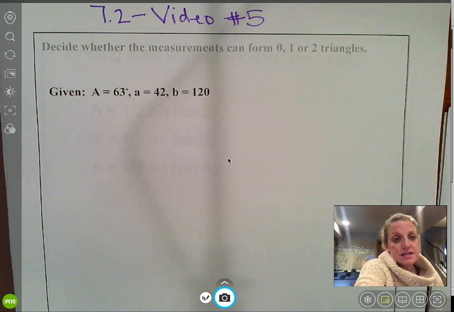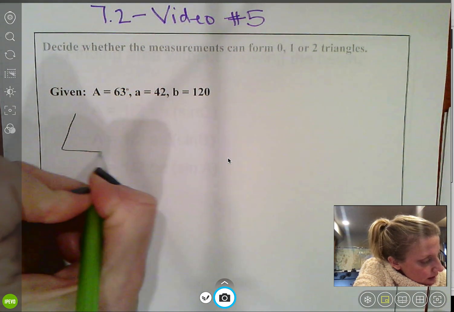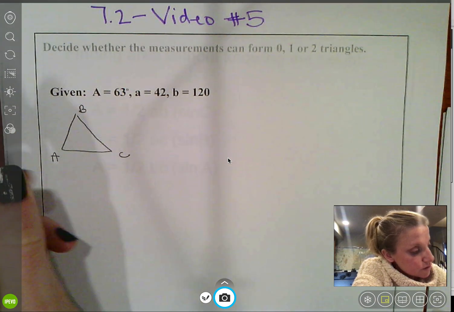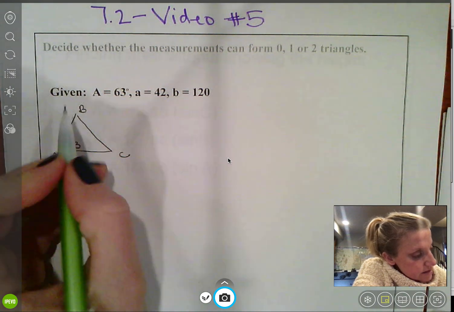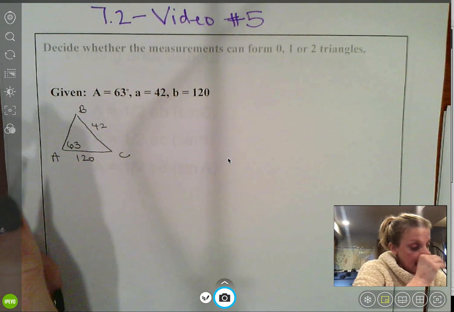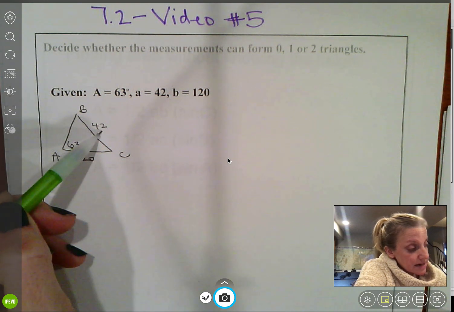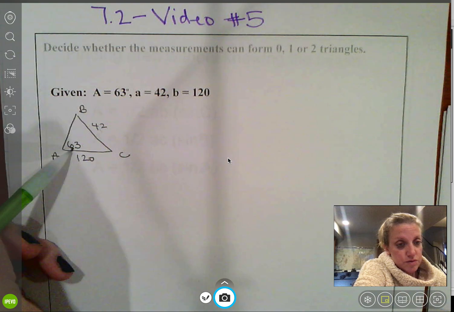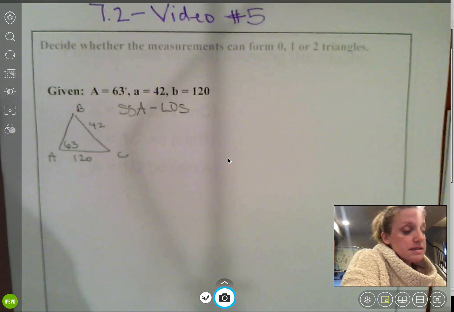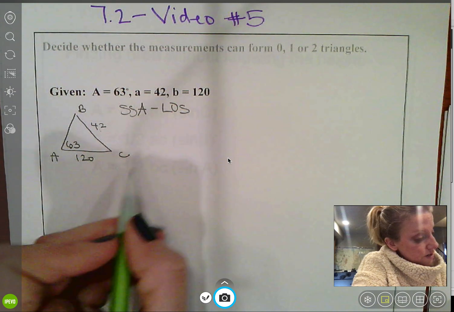All right, we're going to decide whether the measurements given can form 0, 1, or 2 triangles. To confirm it's side-side-angle, which is when you'd have to decide if there's 0, 1, or 2, angle A is 63 degrees, side length A is 42, and side length B is 120. So I see a side-side-angle here for sure, because this side only touches this side, and then this side is the only thing that touches that angle. So because I have a side-side-angle, I can use law of sines, and I have to determine if there's 0, 1, or 2 triangles. Like I said, we're always going to assume that there's 2.